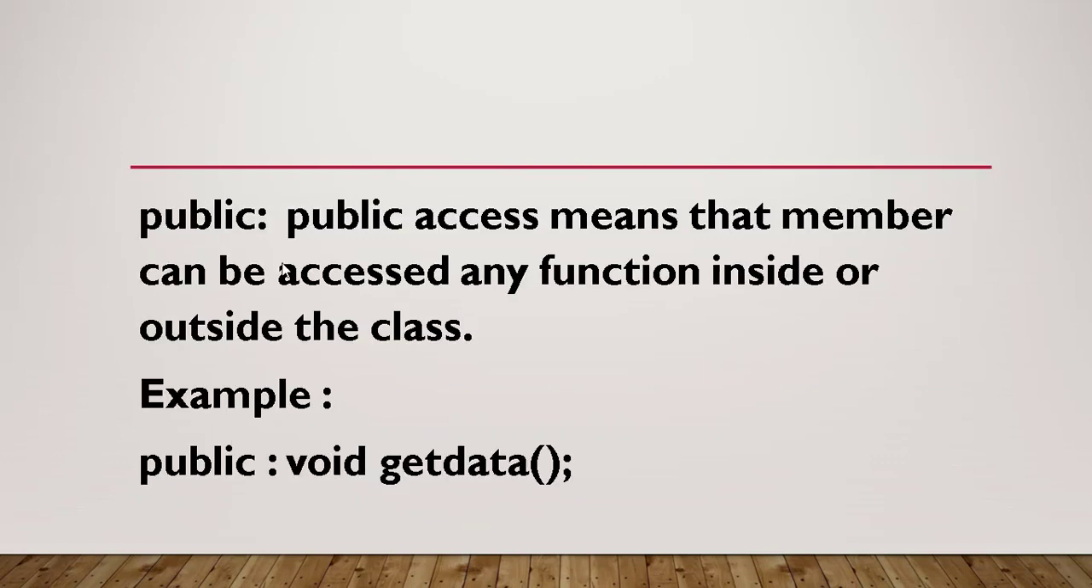Next is public. Public access means the members can be accessed by any function inside or outside the class. It can be accessed throughout the program. Then we call it public. Public void getdata semicolon.